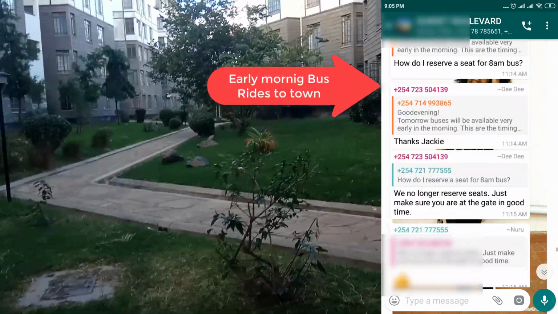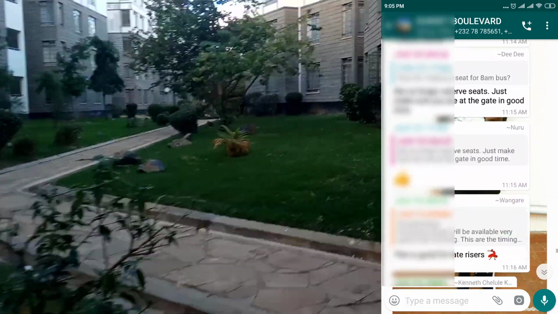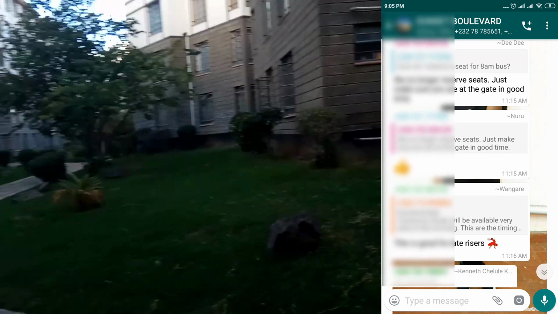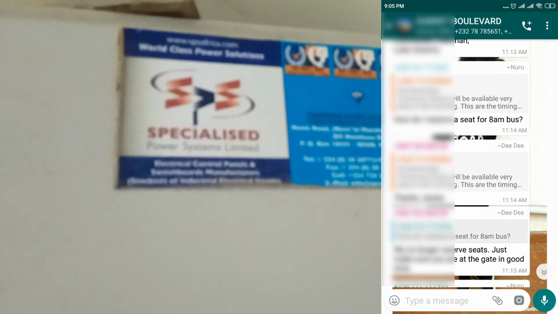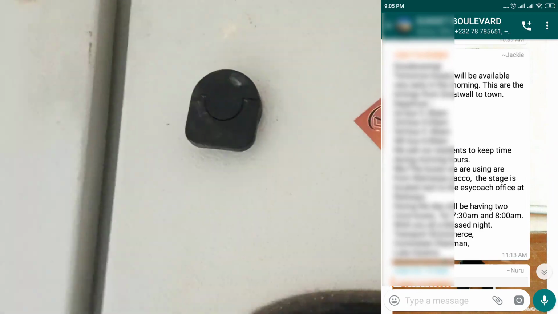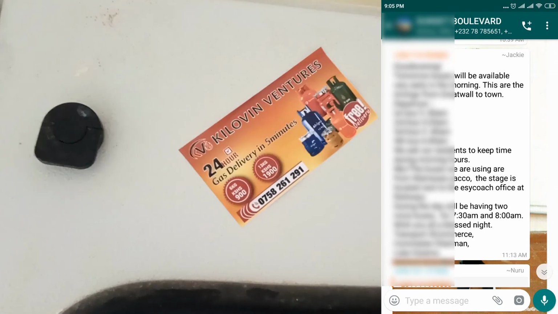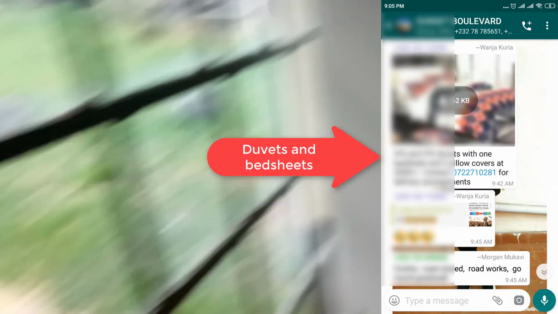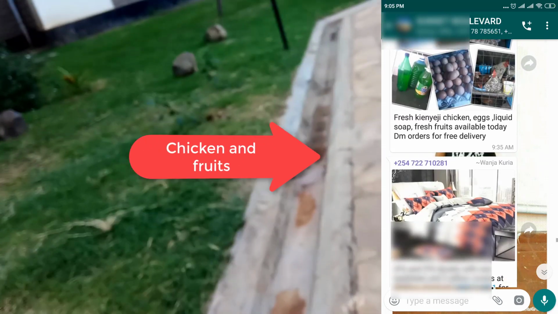You can see there are other people here who are selling bus service, buses that come very early in the morning to collect people. I can see in one of the buildings here, okay, that's just the power, I think. But there's another person, or is it the same guy, who is sticking stickers wanting to sell gas? And if you go back to this WhatsApp group, you see there are people selling duvets, there are people selling chicken. And this is just what was happening today.